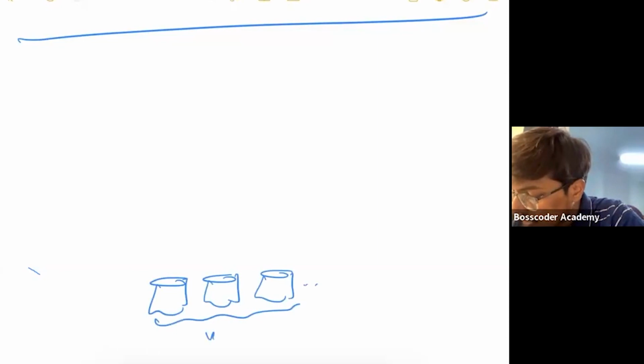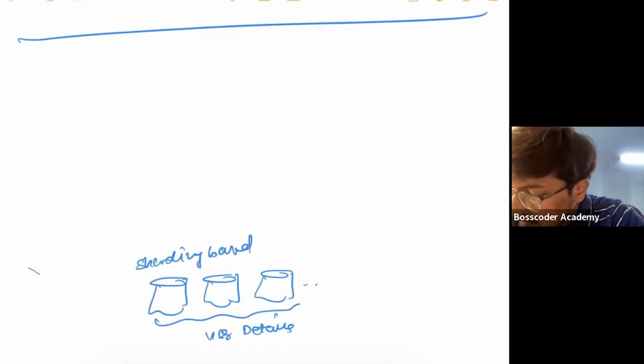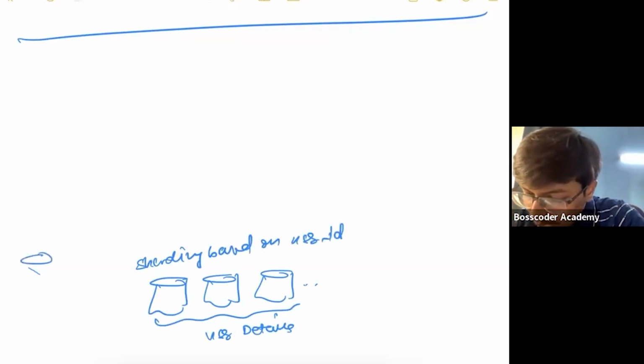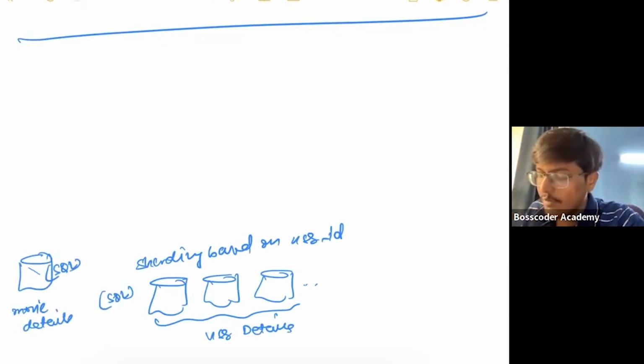One is storing the user details, which we are sharding based on user ID, right? We also know one more thing, that this is a SQL kind of database where we are storing the movie details. And since the data is very, very less, you don't need any sharding. Since it is just 1.2 GB, you can store it in a single database.